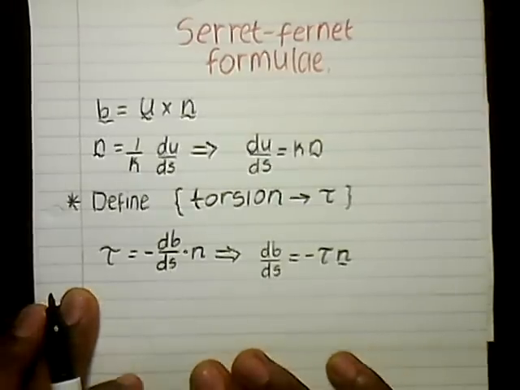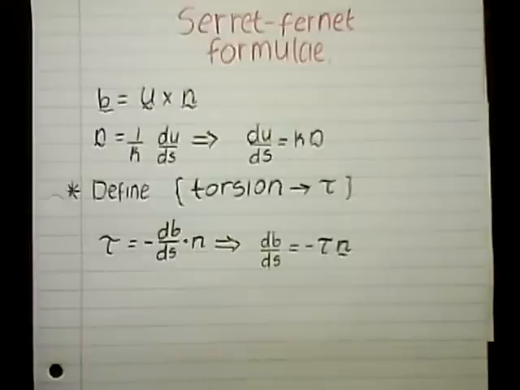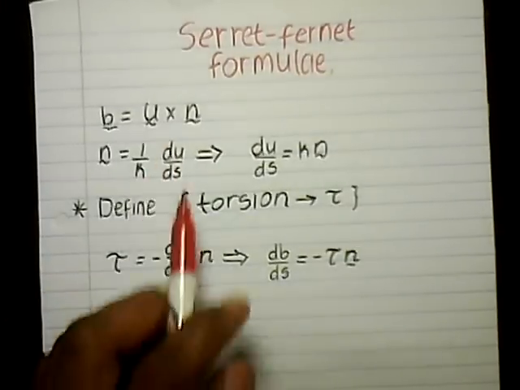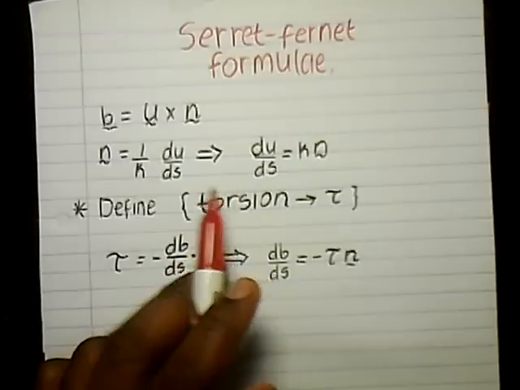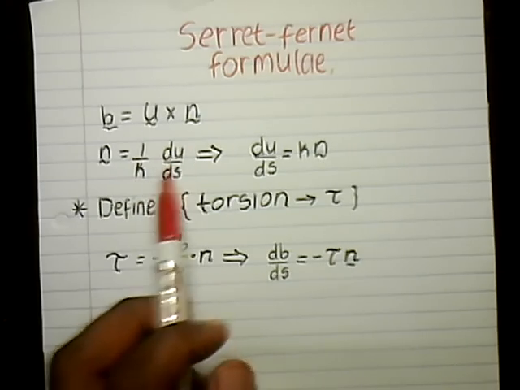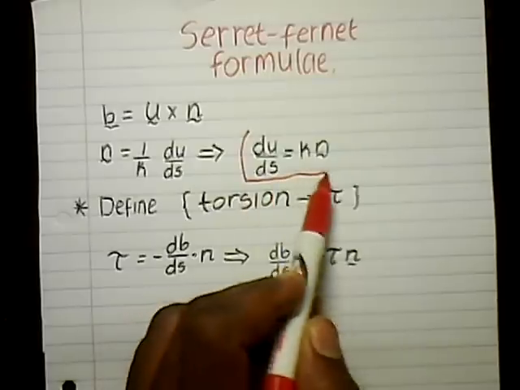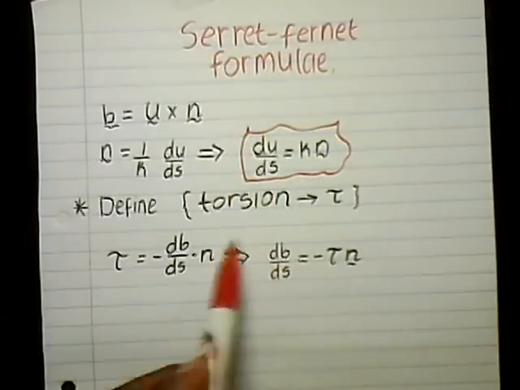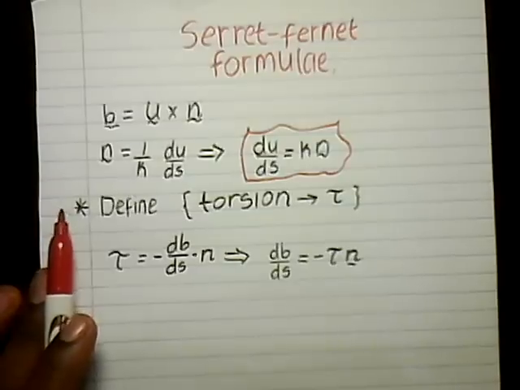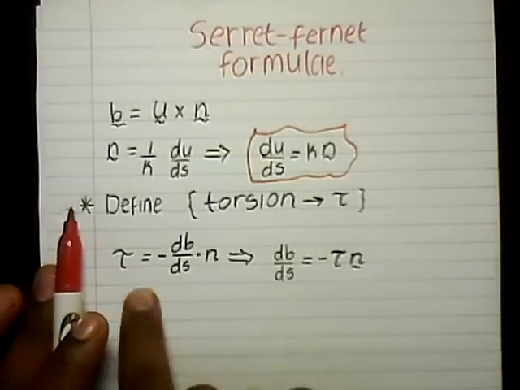Okay, now in the previous video we were able to define vector b, which is the binormal vector, and we said b was u cross n, and then we also said that n is equal to what I wrote here, and then the u ds is equal to that. So you're going to make use of this. Something that I did not cover, and won't cover either, is the derivation of this part here.